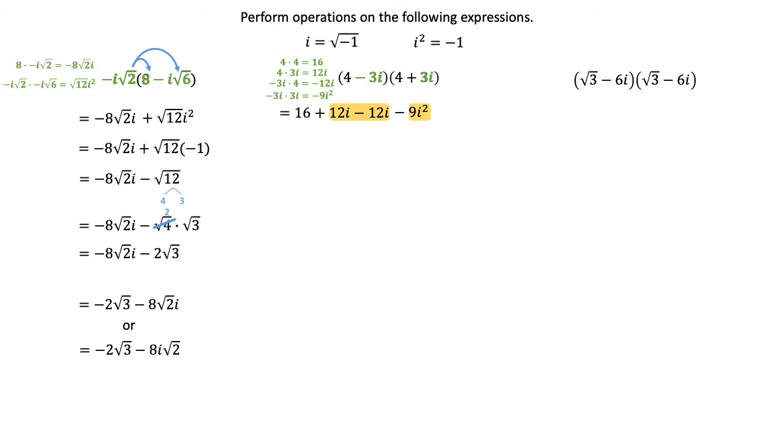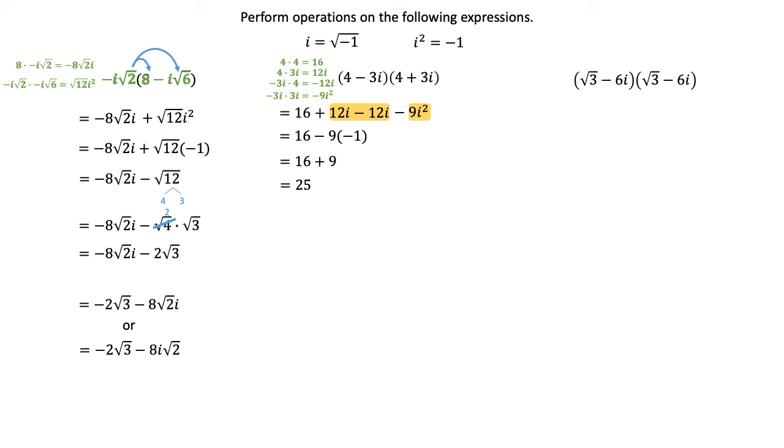And I'm going to take a look at my like terms. My two 12s are going to cancel, 12 minus 12. And I want to make sure I replace my i squared with -1. So I'm going to write that as 16 minus 9 times -1. And that ends up being 16 plus 9, and you can go ahead and evaluate that as 25. And that's actually the answer to that one.